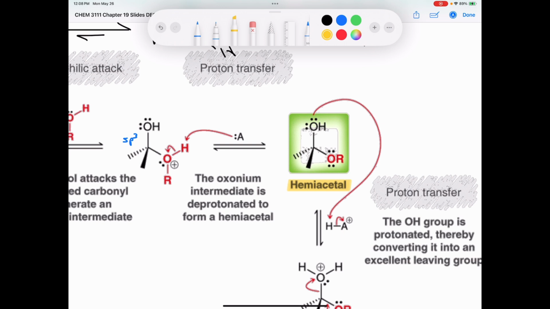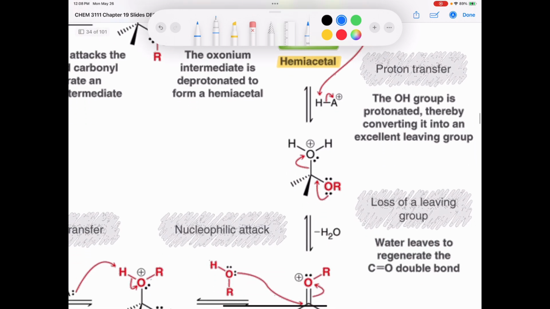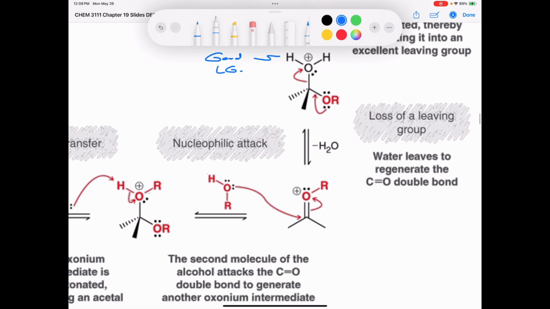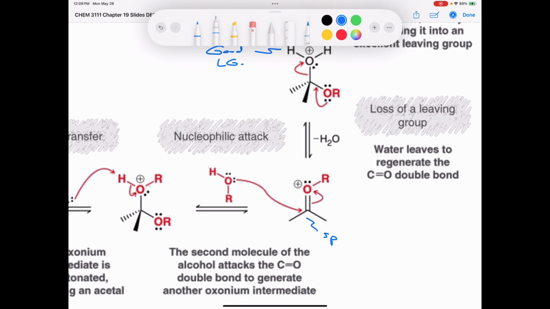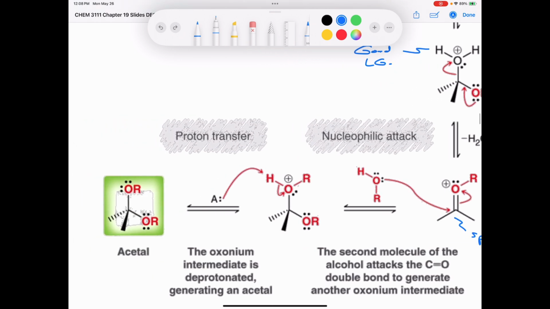But anyhow, we're still not done yet, are we, right? Because we have to replace this hydroxyl with another OR group. So we want to protonate that to convert it. Here, it would be a very poor leaving group. But once you protonate it, it becomes a very, well, here they put excellent, I'll put good because it's easier to spell, good leaving group. And so then it's going to get expelled. So we have our loss of the leaving group. Then we go right back to having another sp2 hybridized carbon. And you can see that it's also an oxonium. And so the second equivalent of alcohol can come in and do a nucleophilic attack. We do a proton transfer, and there we go.